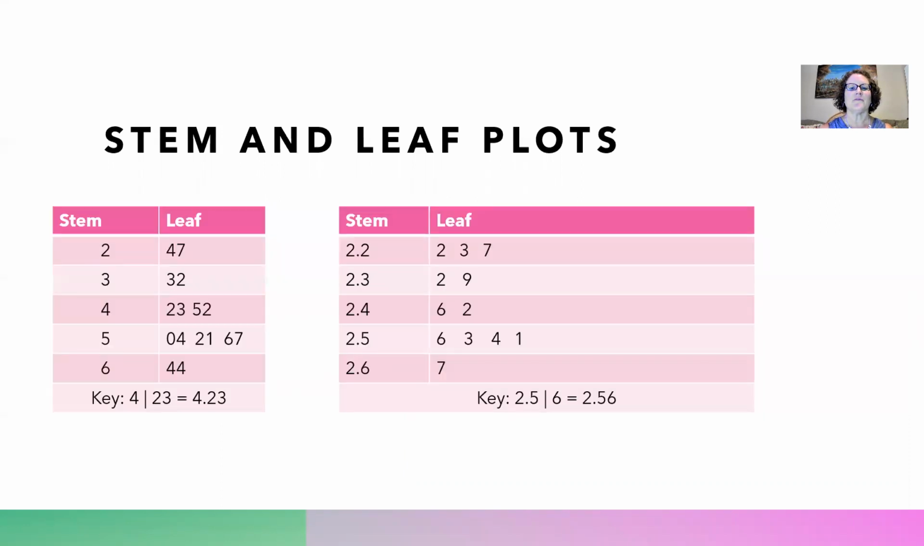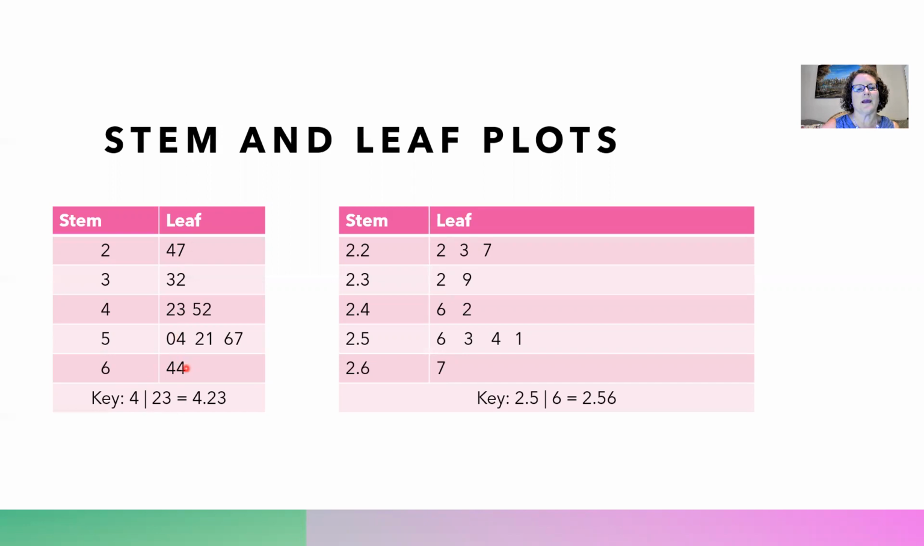So here are a couple of stem and leaf plots that are different. The one on the left is a stem and leaf plot where, if you look at it, this line is where you put the decimal point. So this is 4, line 2, 3. So it's 4.23. So this number is 2.47, 3.32, 4.23, 4.52, 5.04, 5.21, 5.67, and 6.44. Now that could happen if you're measuring, like, the length of something scientifically. And that could be in centimeters or in inches. So meters, yards, feet, you need a label if you're going to really read it well.